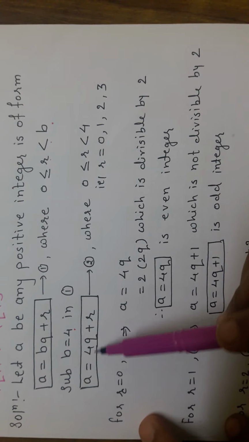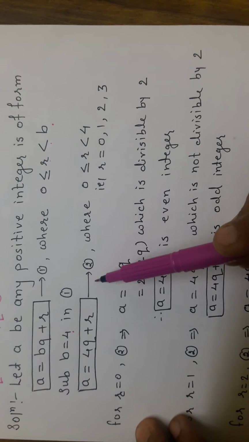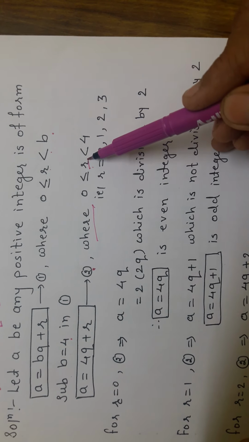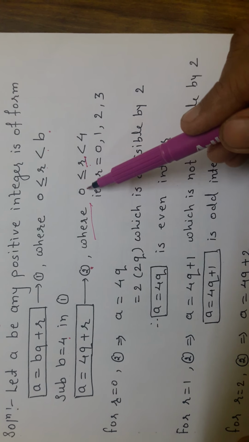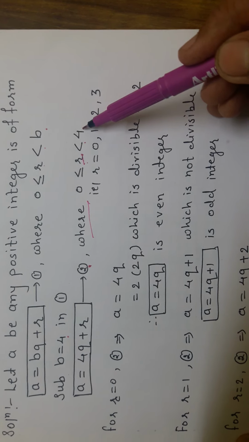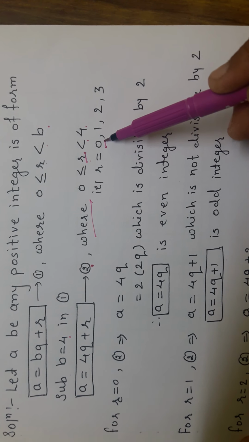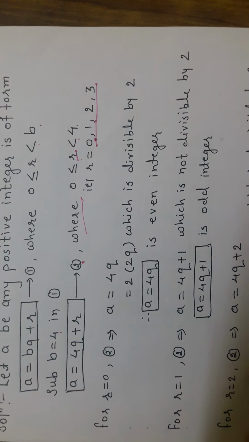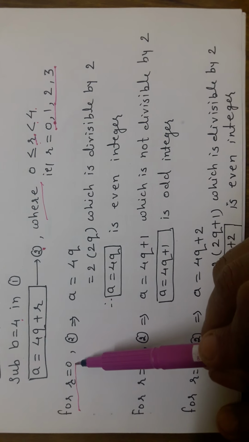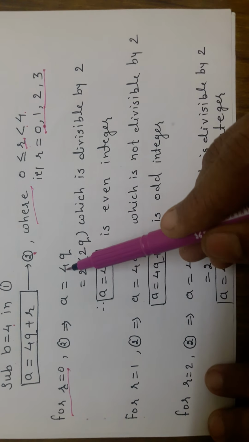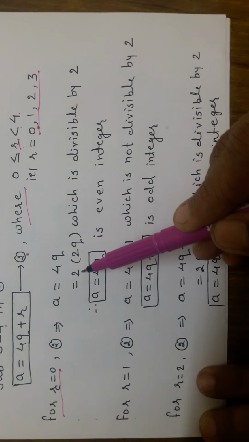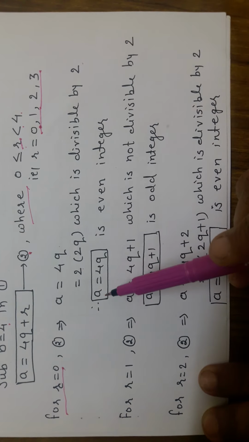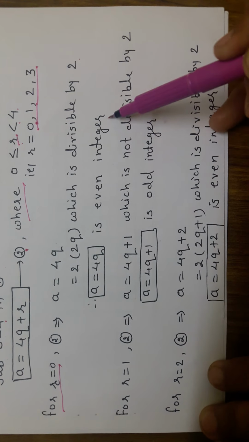That is, a is equal to 4q plus r. We are going to call this equation 2, where r is greater than or equal to 0 but strictly less than 4. Strictly less than 4 means r is equal to 0, 1, 2, 3 values of r. For r is equal to 0, we will get a is equal to 4q, and we can factorize this as 2 into 2q, which is divisible by 2. Therefore, a is equal to 4q is an even integer.